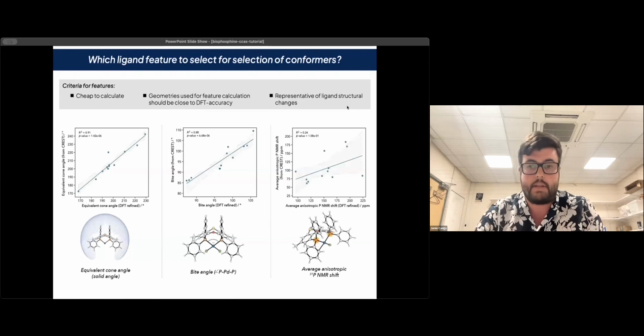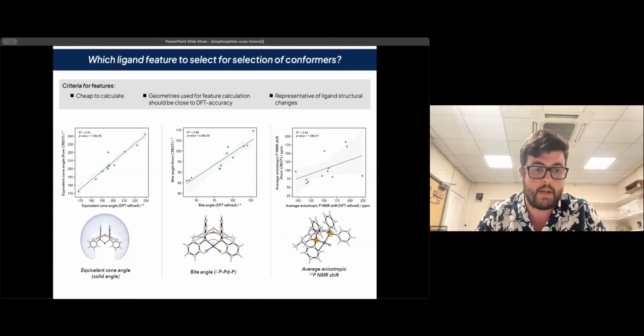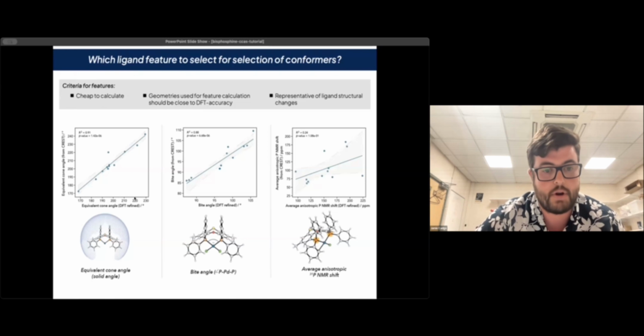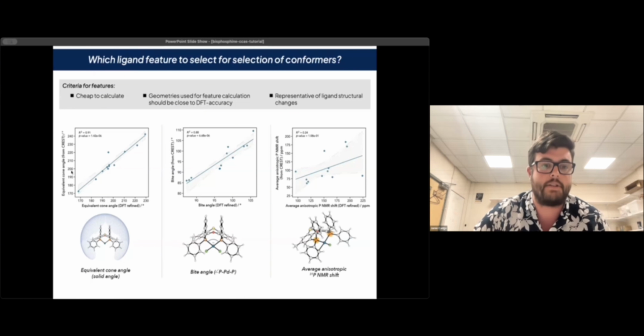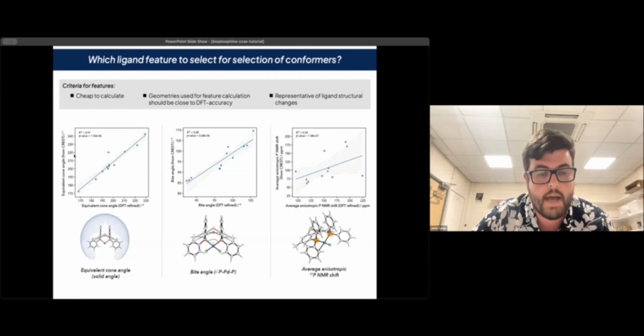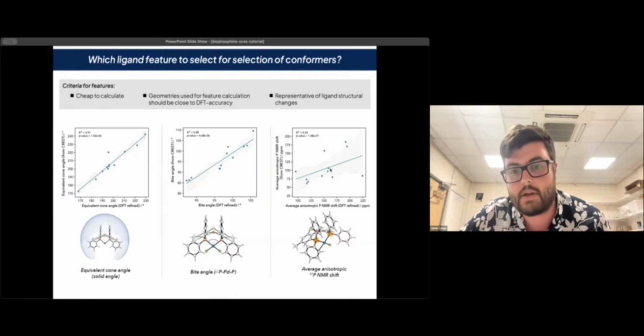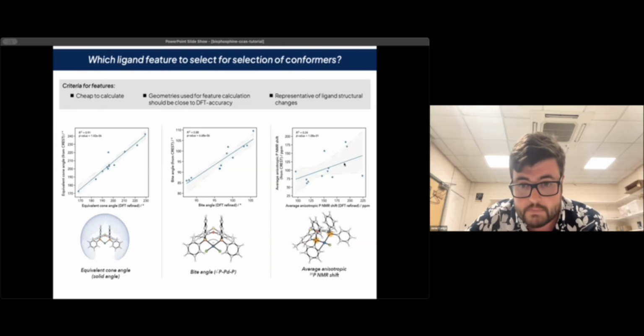And so we looked at these three terms. What these graphs are showing are the DFT refined structure on the x-axis, and the equivalent structure directly from CREST on the y-axis. You can see with our cone angle or our solid angle, we have a pretty good matchup between the two axes. So there's a good relationship between the two. Similar sort of thing with bite angle, but when we go to our electronic features, we don't see much correlation at all.